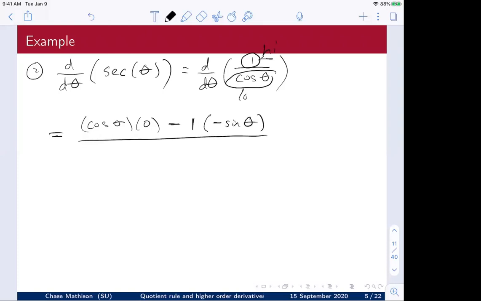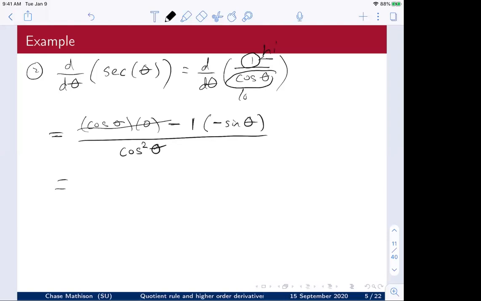Over the square of what's below. Okay, so the 0 times cosine theta goes away. I'm left with, sorry, over the square of what's below. Thank you, Chase, for noticing that.